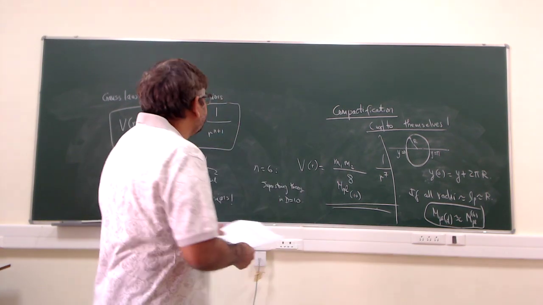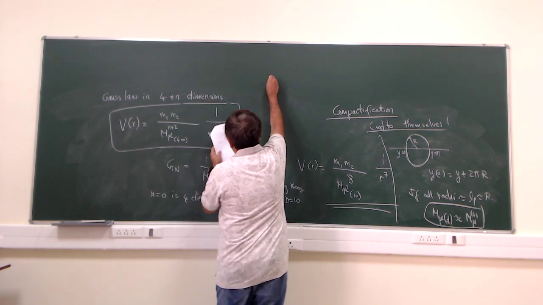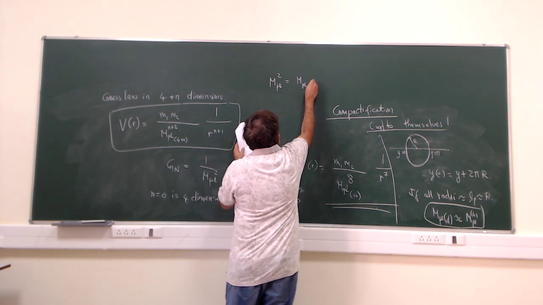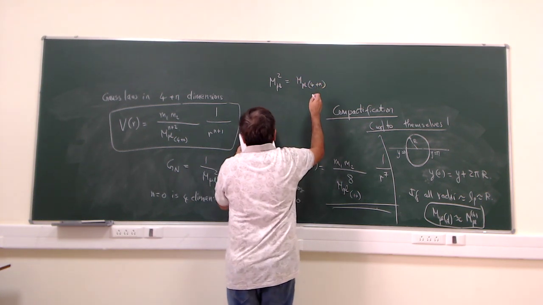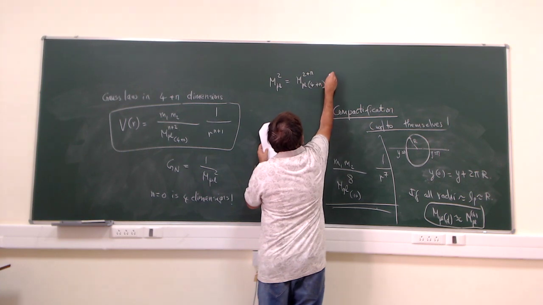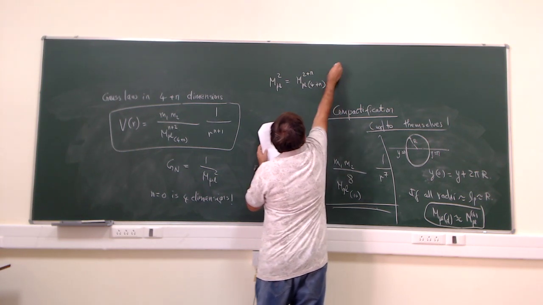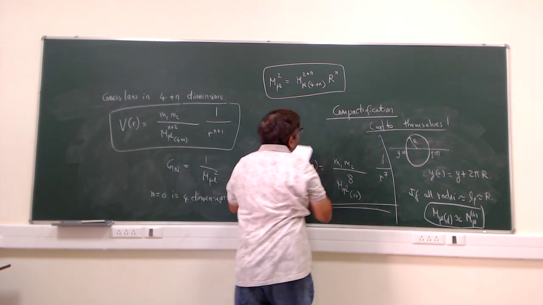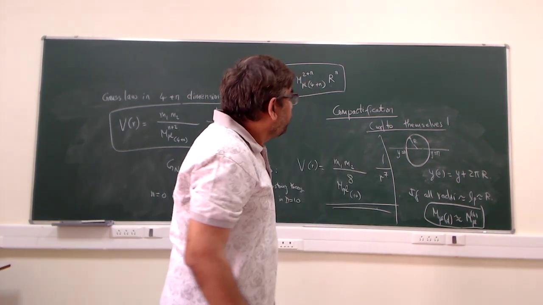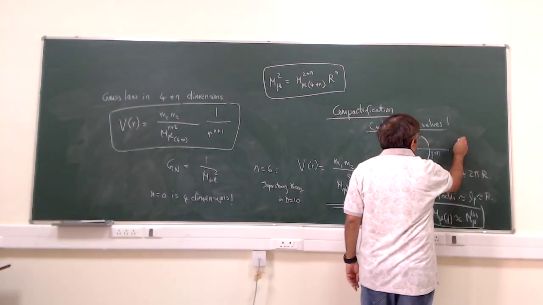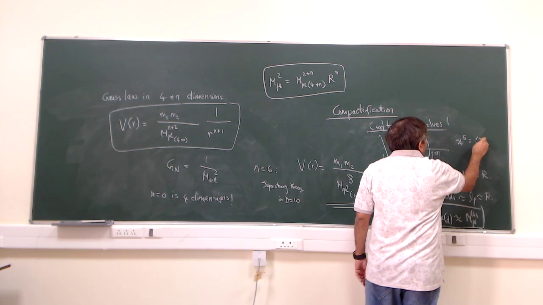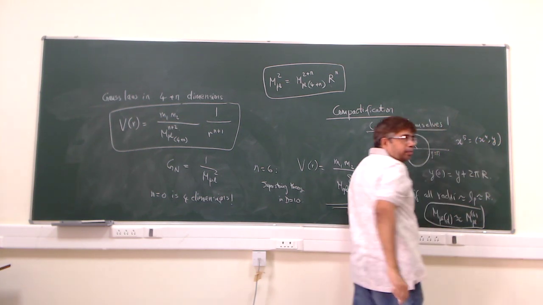If you want the general formula for the Planck scale, you can write it down here. M Planck squared in 4 dimensions is equal to M Planck in 4 plus n dimensions to the power 2 plus n, times R to the power n. R is this radius. Let's take the 5 dimensions as x mu and y, with y as the fifth dimension.